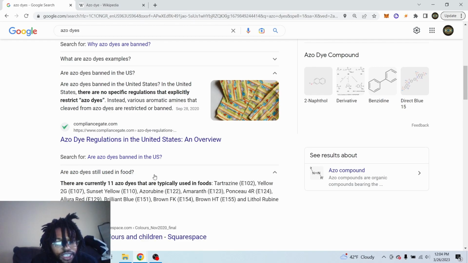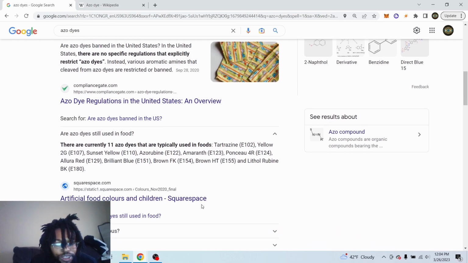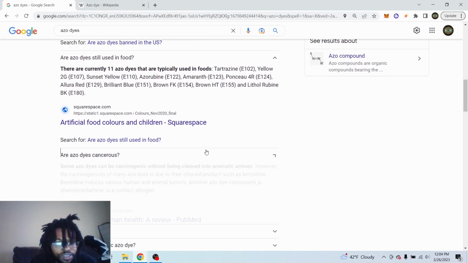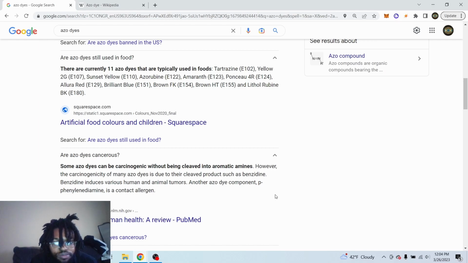Are azo dyes still used in food? Whoa, I didn't even know. Hold up. There are currently 11 azo dyes that are typically used in food. Tartrazine, Yellow 2G, Sunset Yellow. All these weird, very specific colors, non-broad colors. Are azo dyes carcinogenic? Okay.